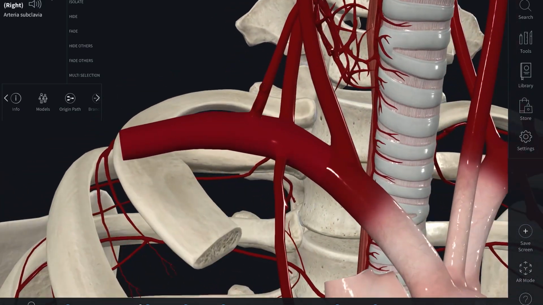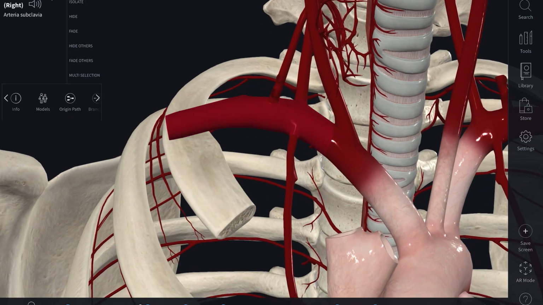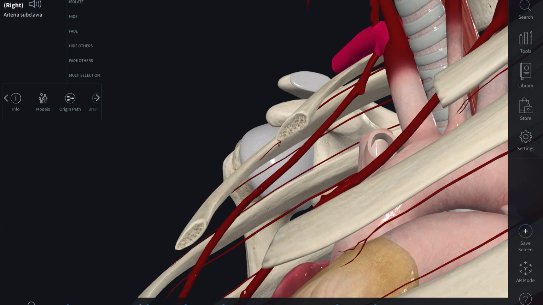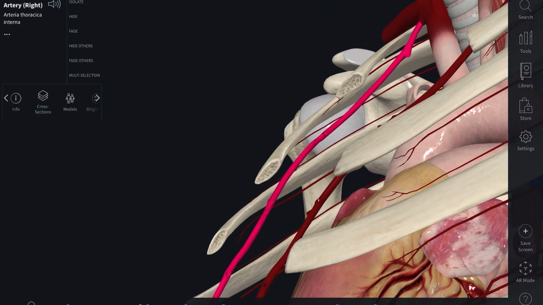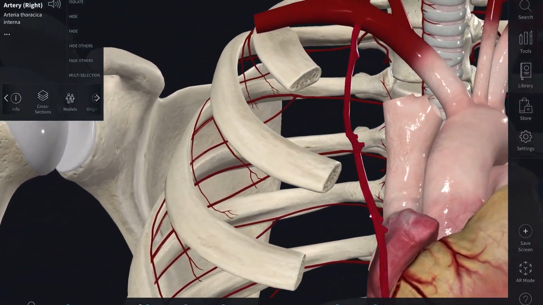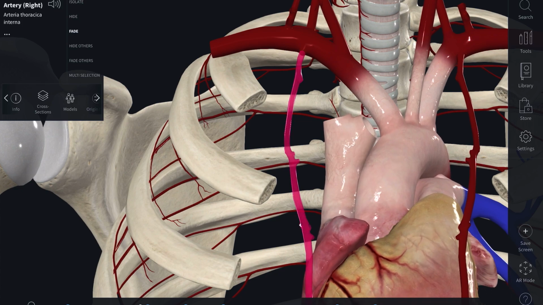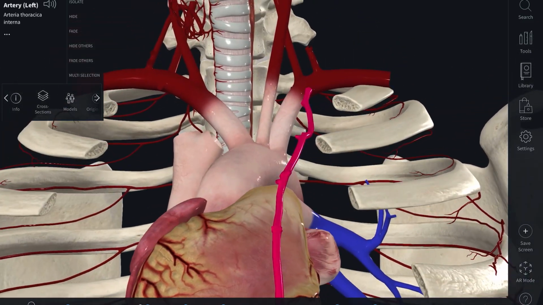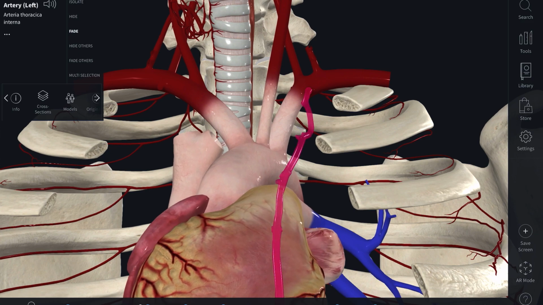Subclavian is having several different branches coming off. The new one that we want to cover right now, it's coming down into the thoracic cavity, and you can see it's coming close to those ribs on the anterior side right here. That's going to be your internal thoracic artery. We have one on both sides. Keep in mind that this is coming out of the subclavian on both sides.